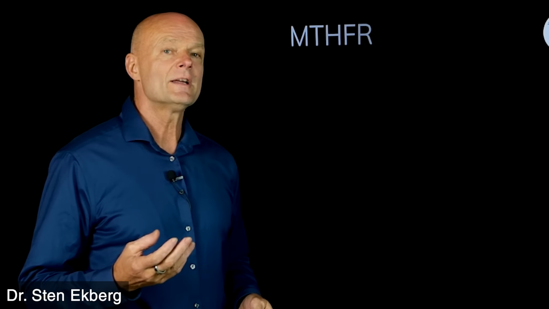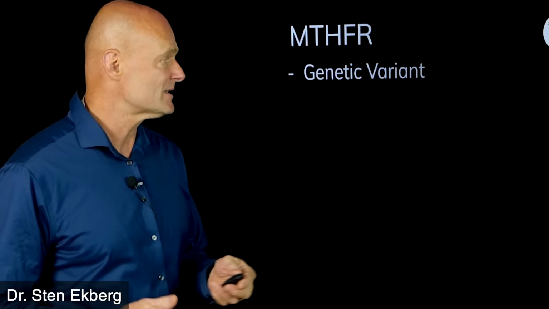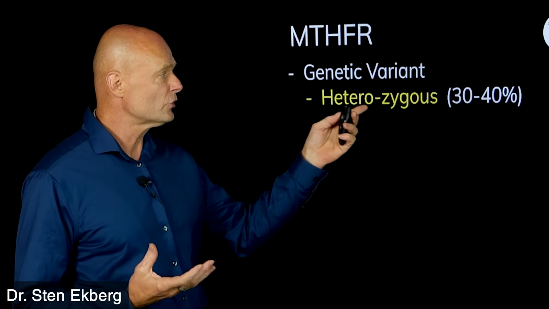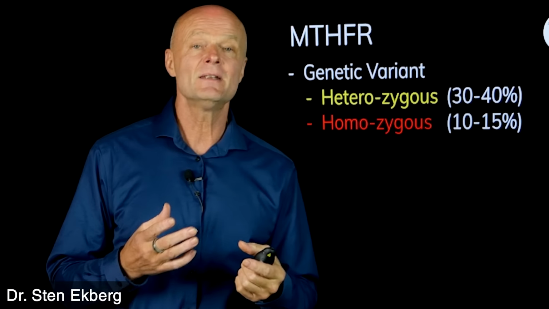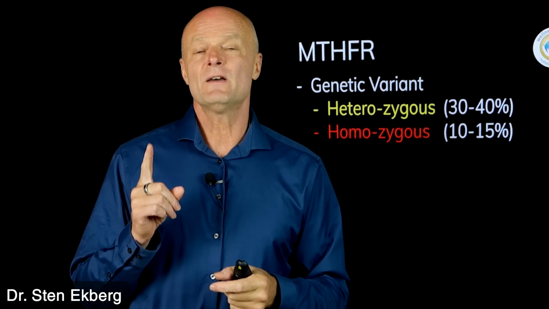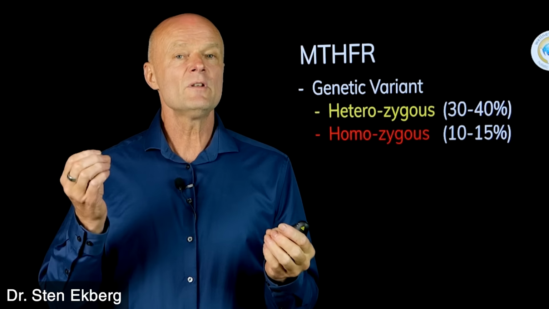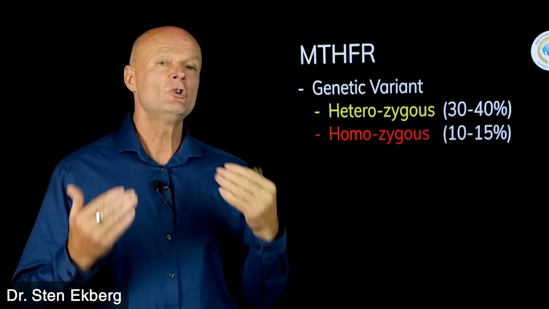So MTHFR is a gene, and it's very common for us to have genetic variants where it's not working as well as it's supposed to. And you could have a heterozygous, which affects about 30 to 40% of the world's population, or you could have a homozygous that affects about 10 to 15. And heterozygous means that you have one gene affected. So you get one from your mom and one from your dad, basically. And if one of them isn't working, then you still have one that is working. So your capacity is shut down a little bit, but not too severely.